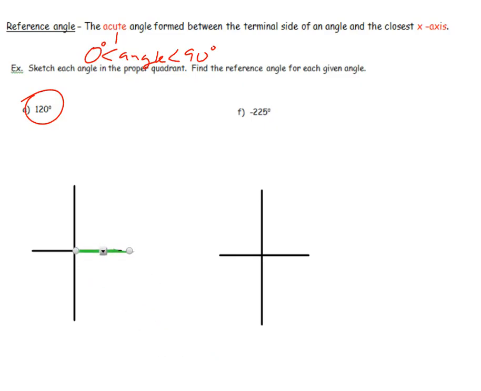So if we start here at 0 degrees, if I opened it up straight up, wouldn't that be 90 degrees? If I went all the way to here, that'd be 180. So shouldn't 120 be something like that? And again, it doesn't have to be exact. But I say that this angle is my 120-degree angle.